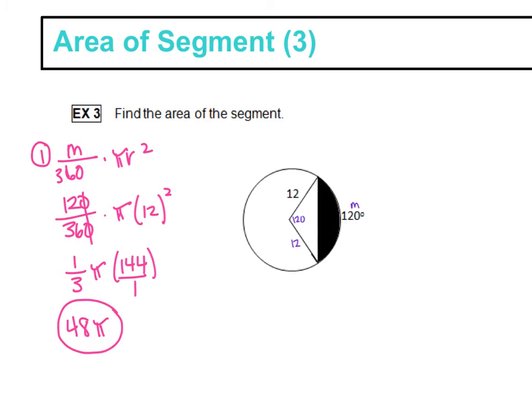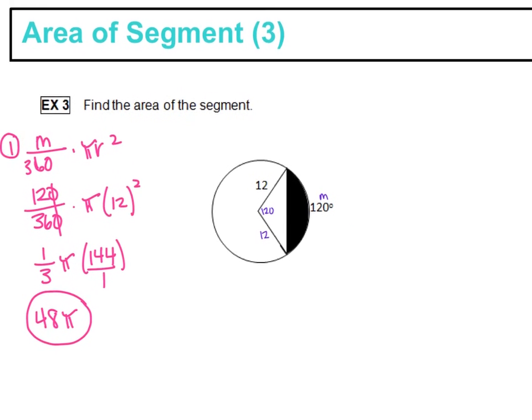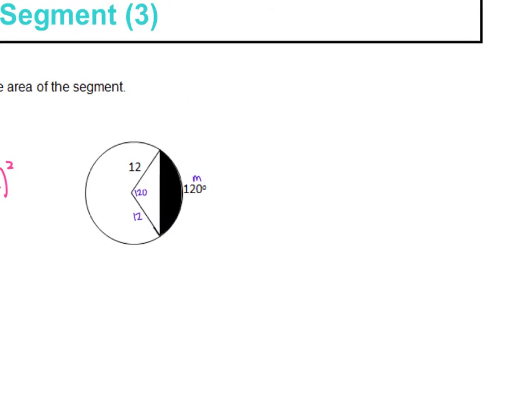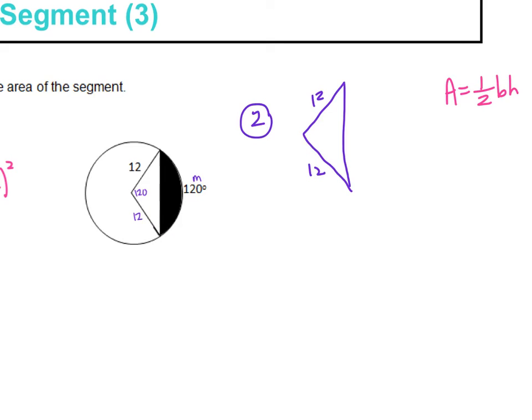Now let's figure out how to find the area of the triangle. This is going to be just a little bit more involved, so get excited for that. So step 2 is to find the area of the triangle. I'm going to go ahead and redraw the triangle over here so we can see what we're looking at. We know that this is 12, this is 12. Remember, area of a triangle is equal to 1/2 base times height. So if we can figure out the base and the height, then we've got this, right?